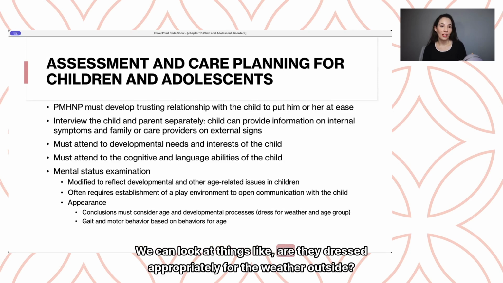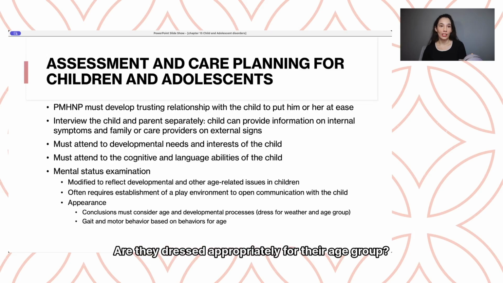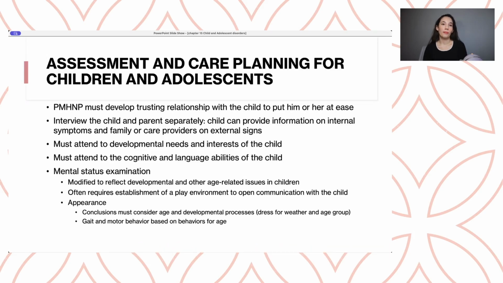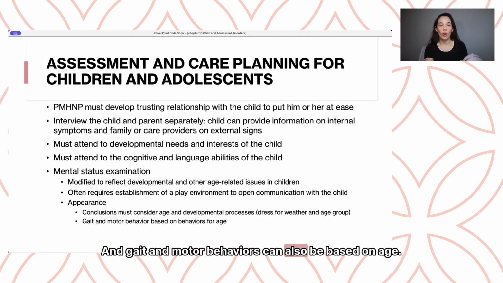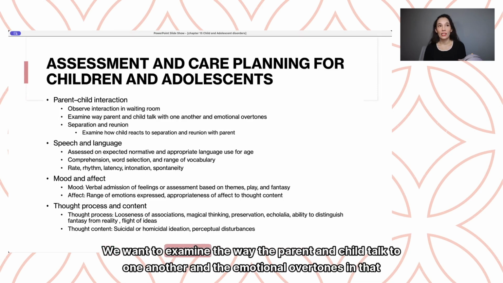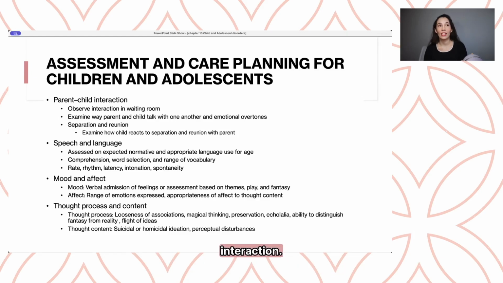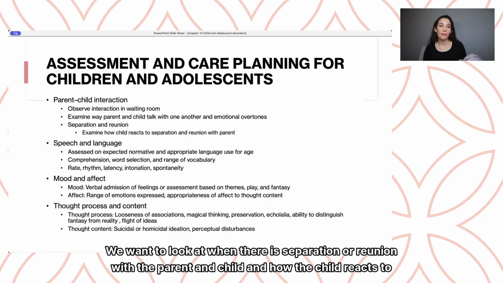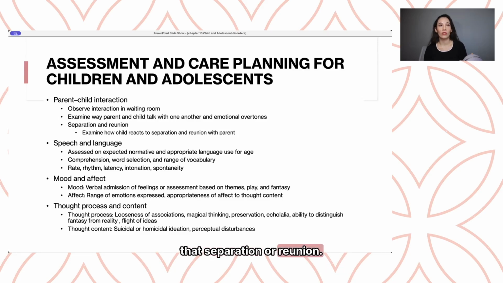We can look at things like, are they dressed appropriately for the weather outside? Are they dressed appropriately for their age group? Gait and motor behaviors can also be based on age. We want to look at the parent and child interactions, so we can observe them even when they're just in the waiting room. We want to examine the way the parent and child talk to one another and the emotional overtones in that interaction. And we want to look at when there is separation or reunion with the parent and child, and how the child reacts to that separation or reunion.